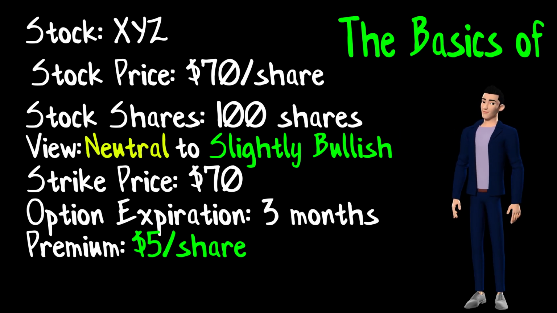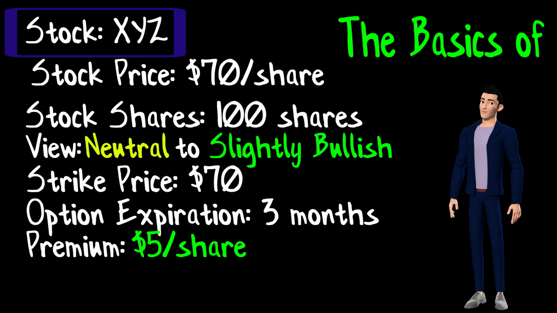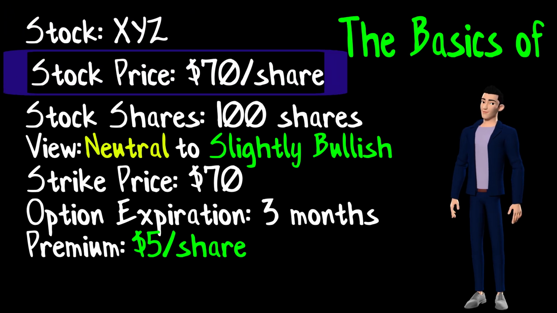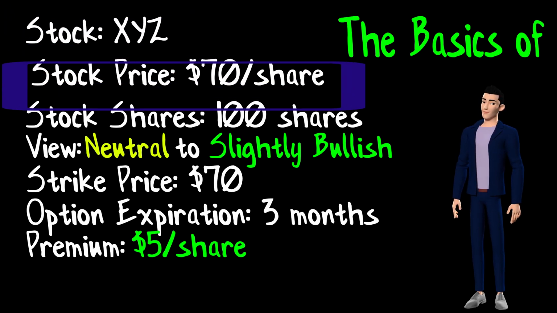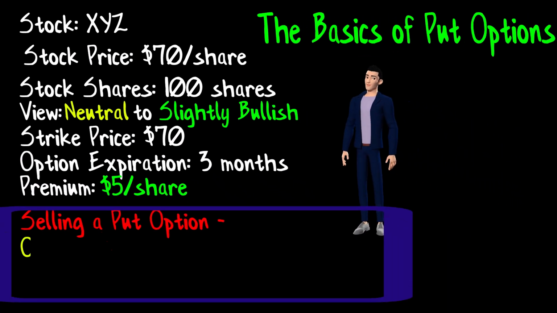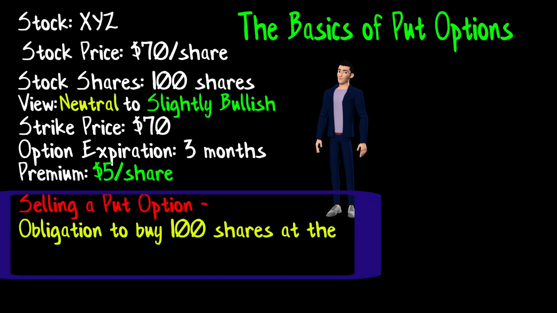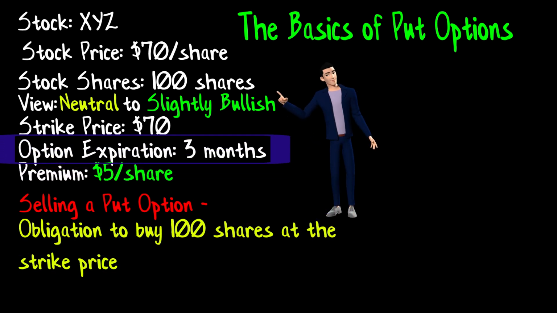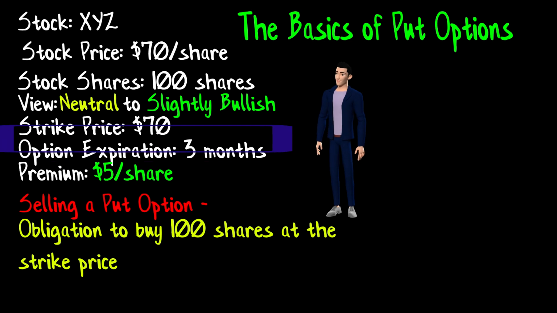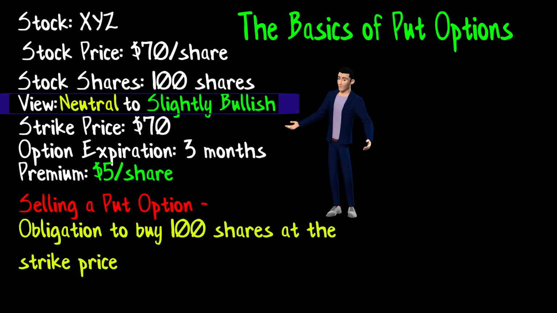So let's review what Brad chose. We have the same stock, XYZ, but now it is $70 per share. He is selling a put option contract, so we'll have an obligation to buy 100 shares of the stock if it is below $70 at expiration. His expiration for this contract will be 3 months. His view on the stock is neutral to slightly bullish. Before we calculate our max risk and break even, we should review what selling a put option means.